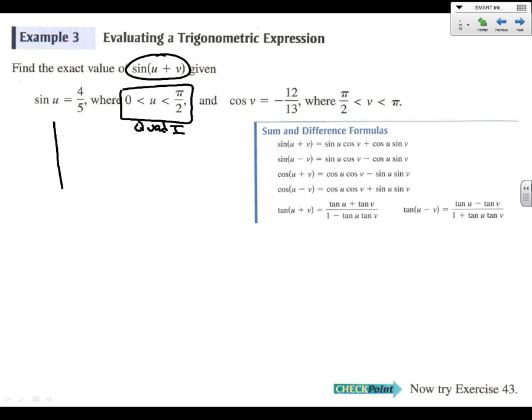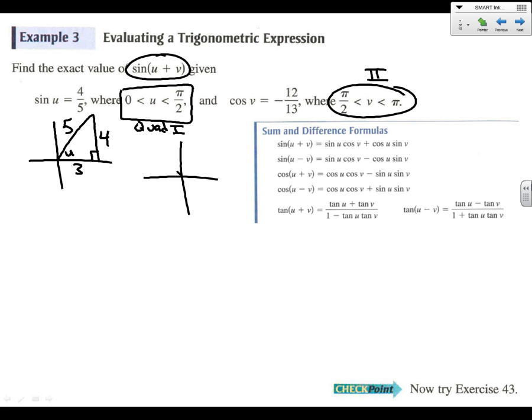So here's what we're going to do. We're going to draw a triangle in quadrant 1. We're going to label it u, that's our angle, and we know that sine is opposite over hypotenuse, so we have 4 over 5. Knowing that, we know that's a 3, 4, 5 right triangle from the Pythagorean theorem. All right, this is 90 to 180, so this is quadrant 2. So in quadrant 2, we're going to draw ourselves angle v. And then the cosine is adjacent over hypotenuse, and this is a 5, 12, 13 right triangle. 5, 12, 13 Pythagorean triple. You can also use the Pythagorean theorem to get that.